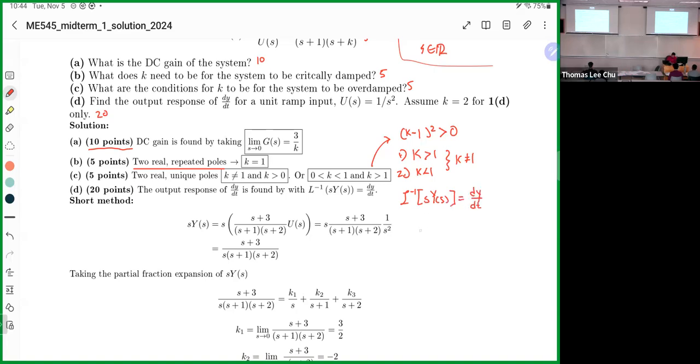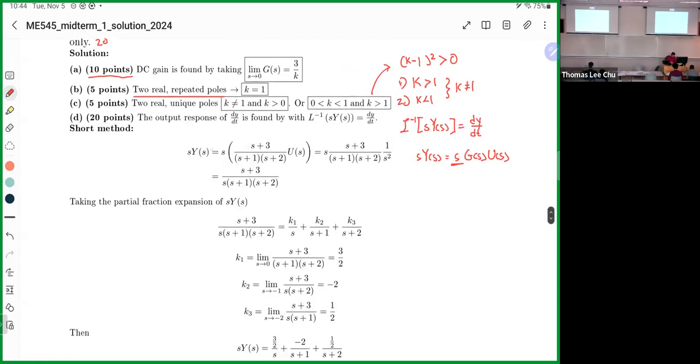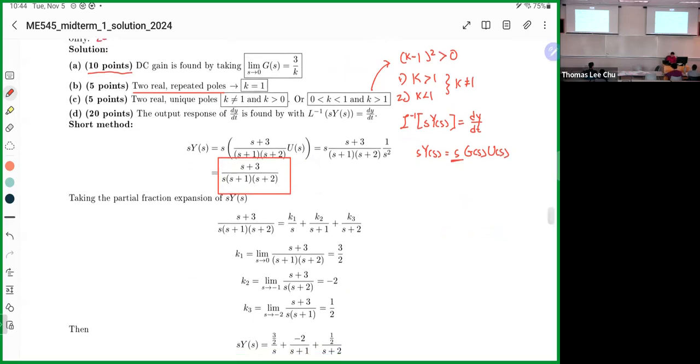And the reason why you do that is because s times y of s is going to be equal to s times g of s times u of s. So it's a little bit tricky because I give you a ramp input. And then you have to deal with a partial fraction expansion of a 1 over s squared term. But if you apply this s times y of s here, you can actually cancel out one of the s's there. And instead you get this form here, and you just need to take the partial fraction expansion of this instead. So you only need to find the partial fraction expansion of 3 terms. It's a lot easier. You don't have to find the 4th term.